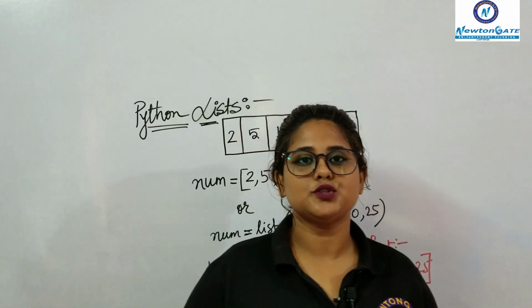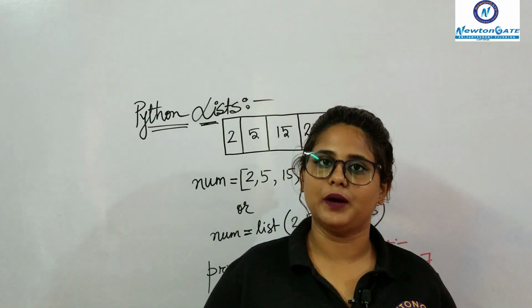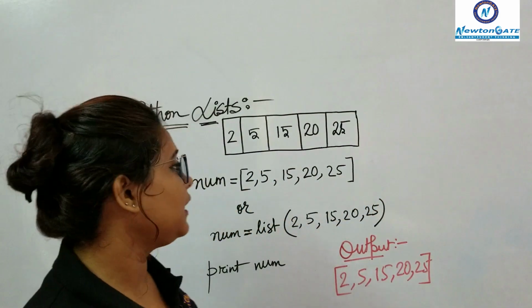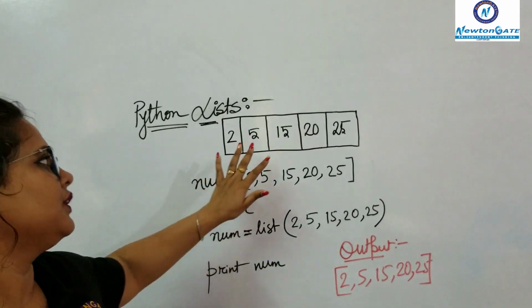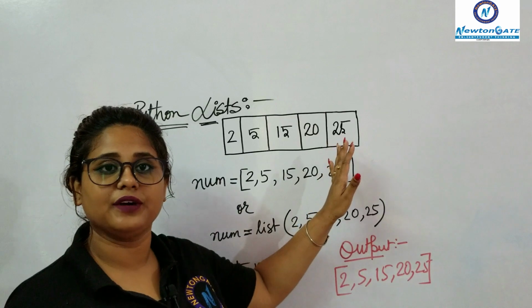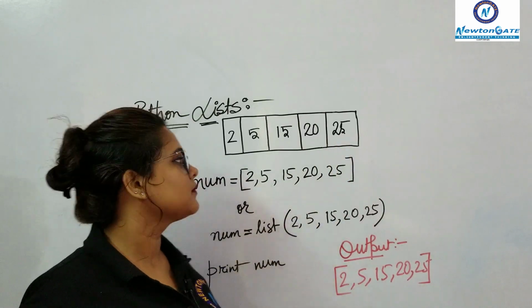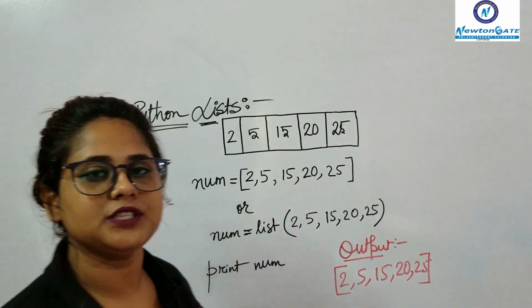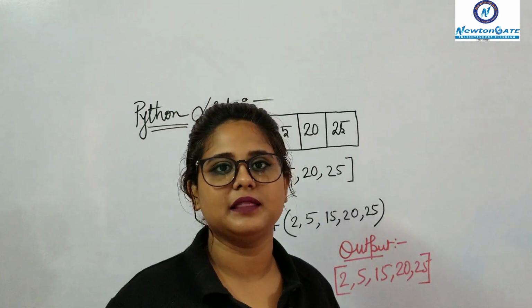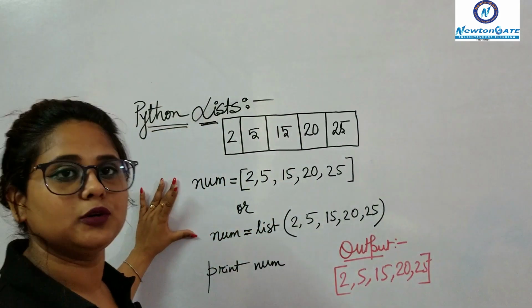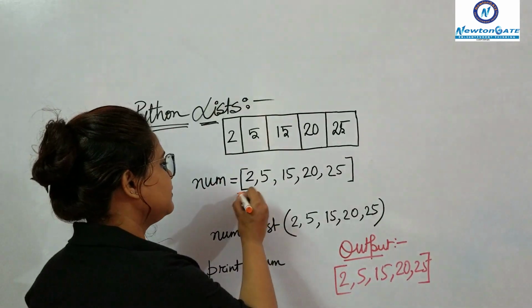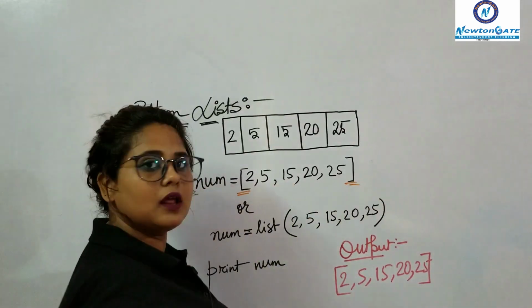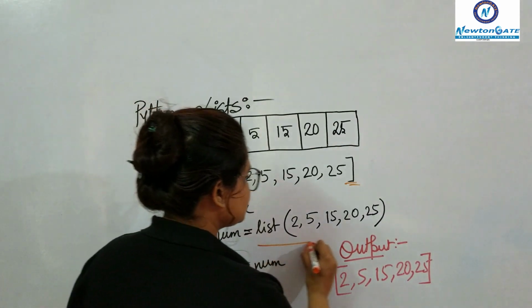Lists are used to store multiple data at once. For example, we have taken the data of 5 students, okay? So 2, 5, 15, 20 and 25 are their marks. Now the question is how we will create a Python list. These are my two syntaxes for creating a Python list. Either we can write it in these brackets or we use this constructor.